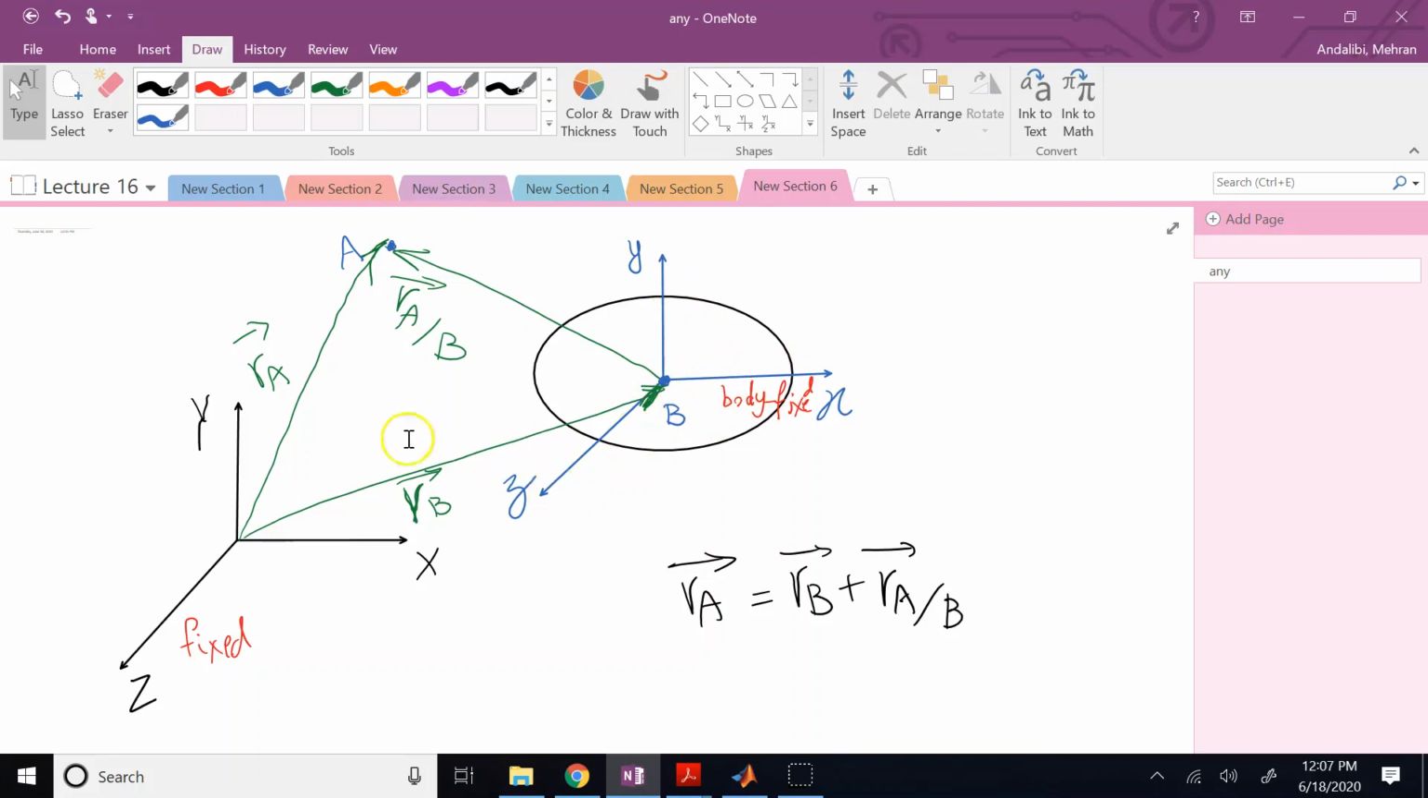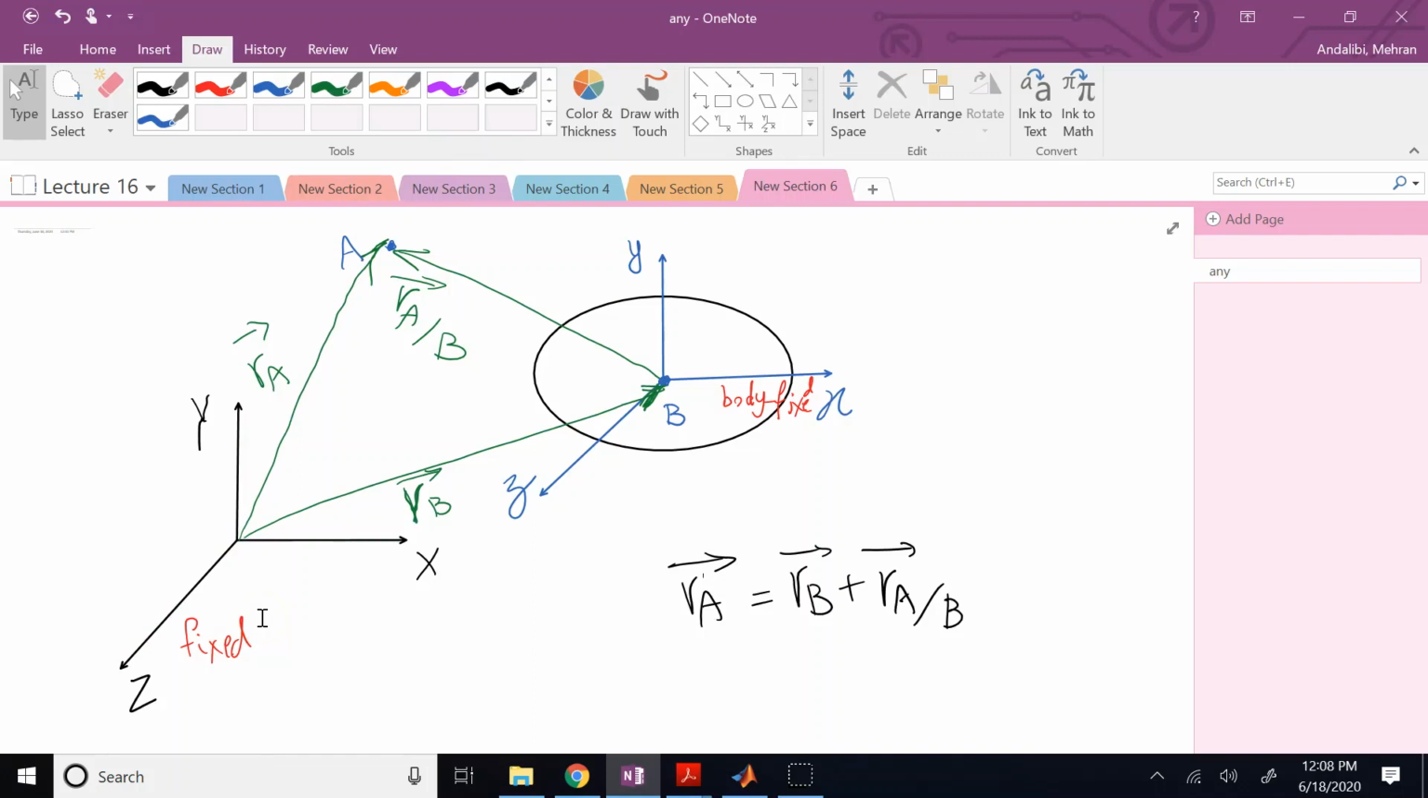And you might say, why shouldn't we just focus on R of A? If we are interested in the motion of point A, why don't we directly focus on R A and its time derivatives? Why should we also look at it from the perspective of this moving frame, from this rigid body? Why? What's the point? Why should we always look at it from two different coordinate frames? Why not directly go with the fixed frame? First of all, why should we always go with the fixed frame?